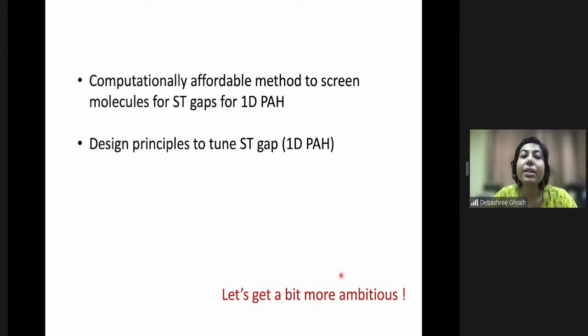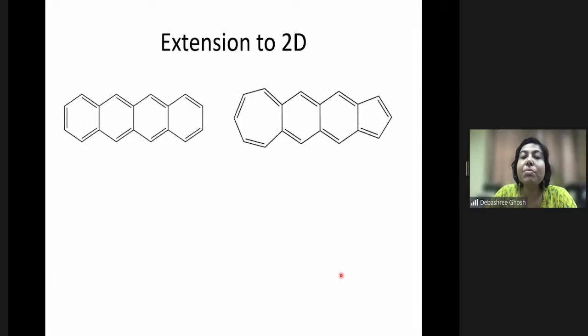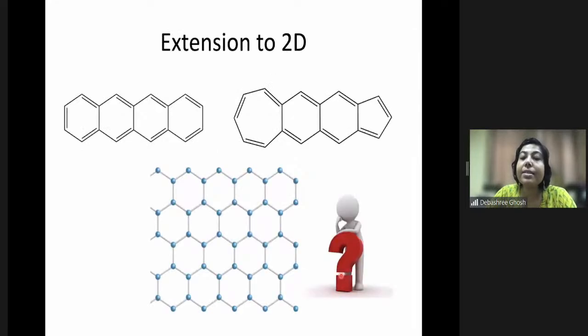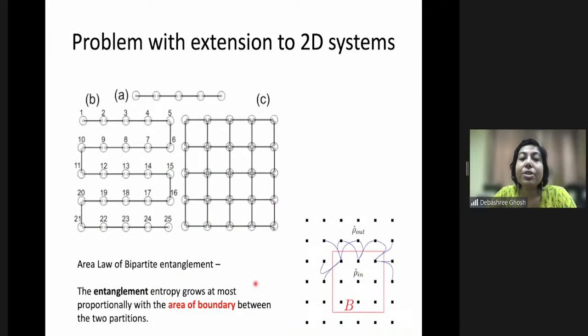So far so good. Till now, I have shown that we have a computationally affordable method to screen molecules using model Hamiltonians, and a computationally affordable way of calculating accurate singlet triplet gaps using DMRG and matrix product states. But at this point, let us get a bit more ambitious and try to extend this kind of reasoning to two dimensions. Instead of one-dimensional polyaromatic hydrocarbons, if I have a two-dimensional lattice, something like this, like a nanographene or something like that. So what is the problem with extension to two dimensions?